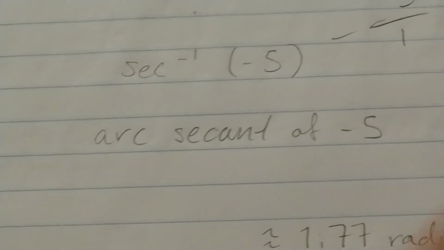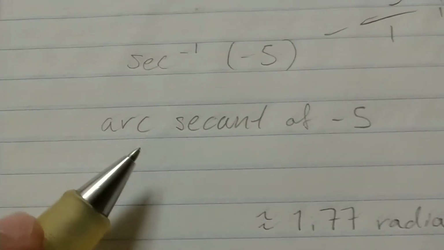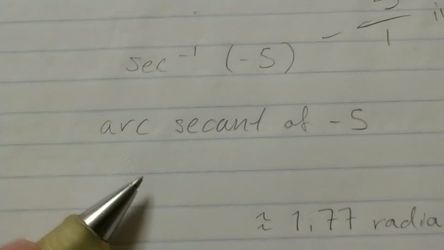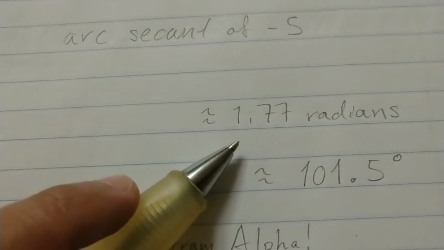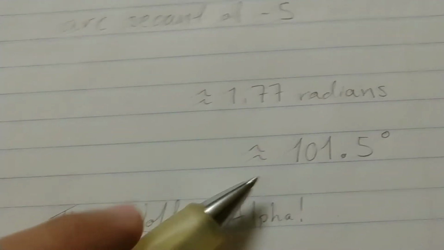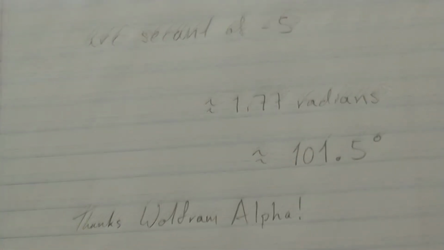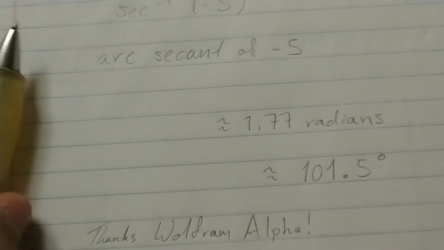inverse secant is equal to -5, which is the same thing as saying arcsecant. Inverse secant, arcsecant. And according to Wolfram Alpha, it should be 1.77 radians or 101.5 degrees, 101 and a half degrees.